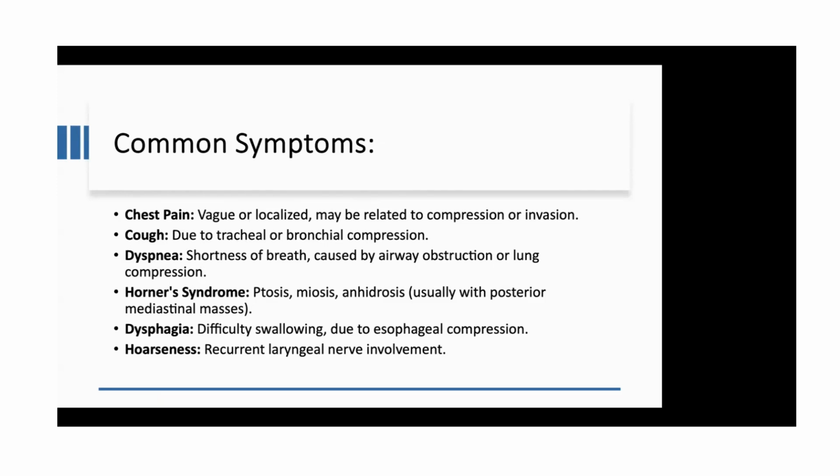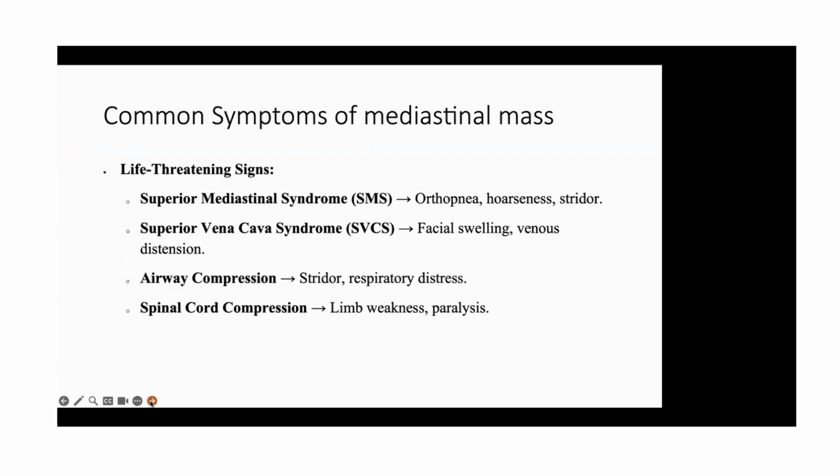Sometimes patients can come with dysphagia, which is difficulty swallowing due to esophageal compression, and hoarseness whenever we have involvement of the recurrent laryngeal nerve. So, about common symptoms of a mediastinal mass, there can be life-threatening signs. The most important ones are superior mediastinal syndrome, which includes orthopnea, hoarseness, and stridor.